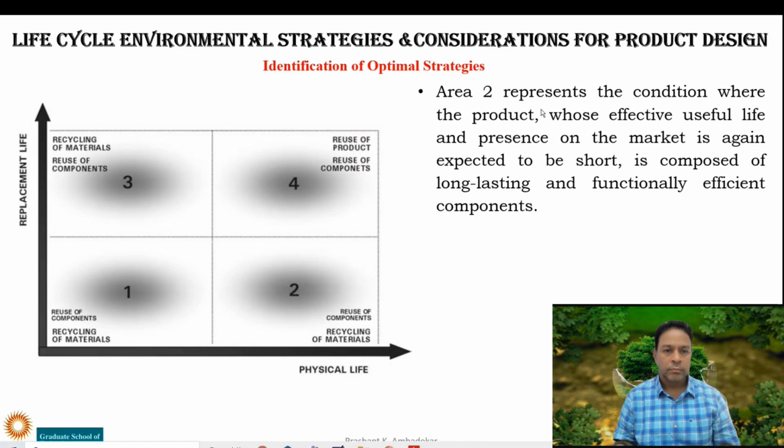Then it is a case here of area 2. It represents the condition where the product whose effective useful life and presence on market is expected to be short, but it is composed of long lasting and functionally efficient components. So it is made up of such a component which is long lasting. 2 साल चलने वाला शू 10 साल तक चलेगा.